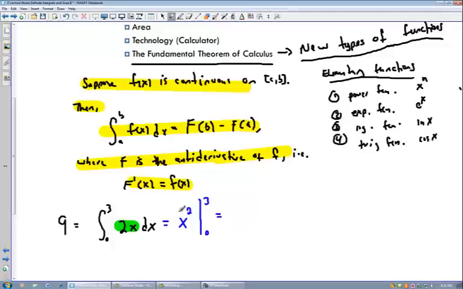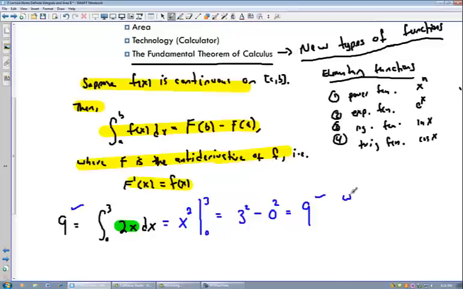So this is like my capital F. And then I'll plug in the limits of integration. So I'll plug in a 3, so that's 3 squared, minus, plug in the lower limit, 0 squared. And like magic, you get back 9, which certainly agrees with the answer.